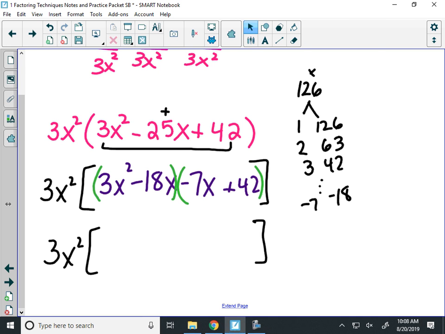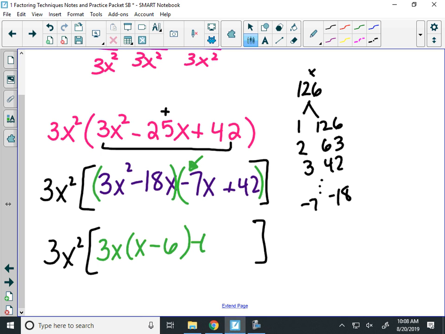What's the GCF on the left? 3x. So when I pull that out, I get x minus 6. What's the GCF on the right? Notice the term is negative, so it's going to be a -6. No, it's not. -7. Sorry. All right, what's left in the parentheses then?